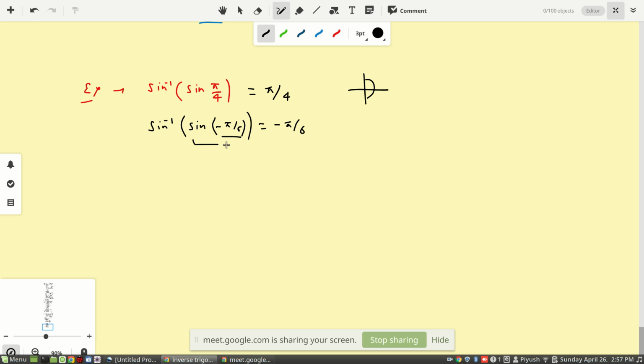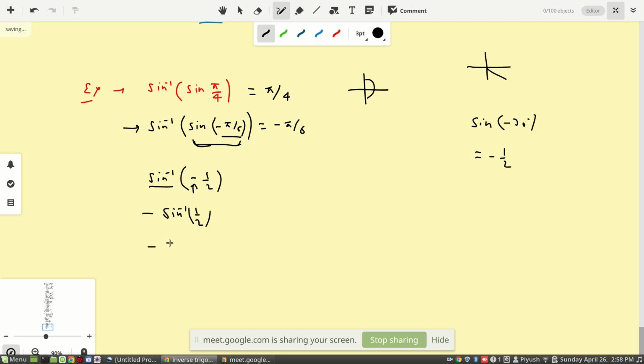If you want to solve this step by step, you will get the same answer. First, solve the inside thing: sine of minus 30. You know that whenever you have to find the sine of negative 30, the location is this. Sine 30 is 1 by 2, so this is minus 1 by 2. Whenever there is sine inverse and a negative, just take the negative outside. So sine inverse of half, you know the value is pi by 6. So minus pi by 6 is coming.